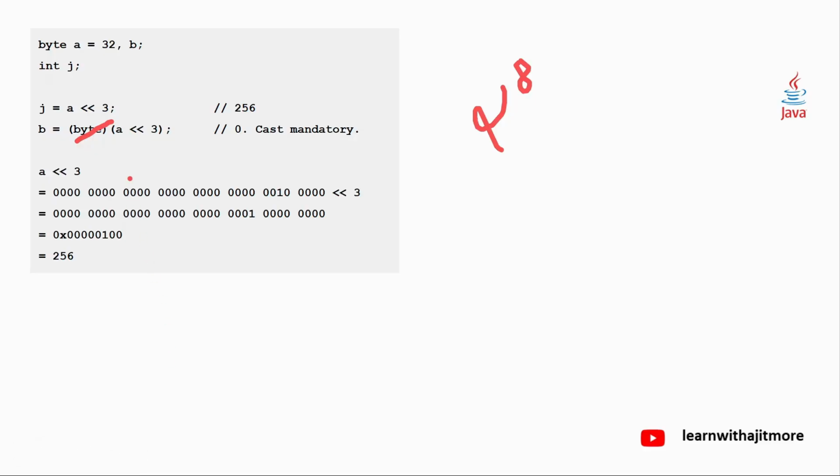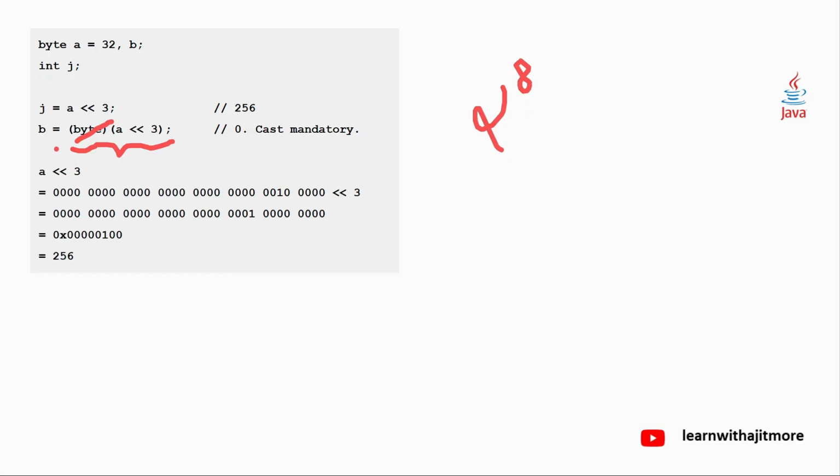B is already in byte. B is already byte. Yeah. But what is the answer? This whole answer is in which data type? It's an int. Then you know it. So you have int, and casting is mandatory. You have to cast it. Otherwise, it will give an error: incompatible types, possible lossy conversion from int to byte.